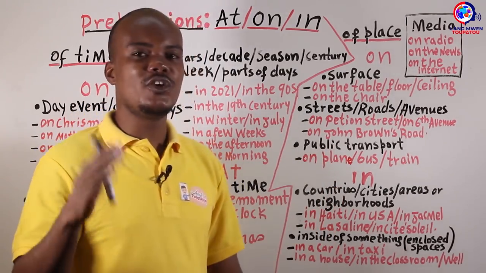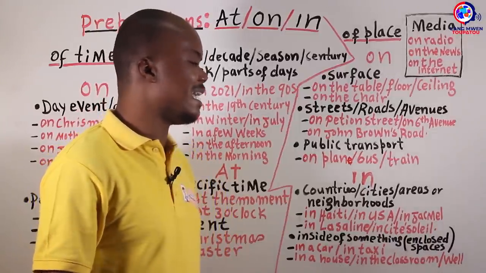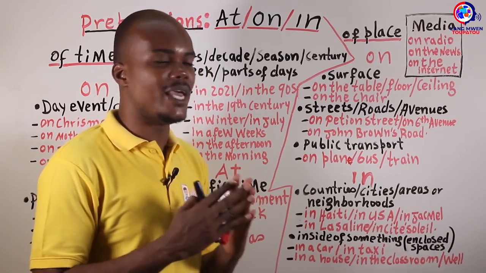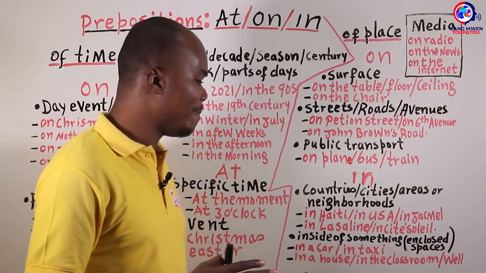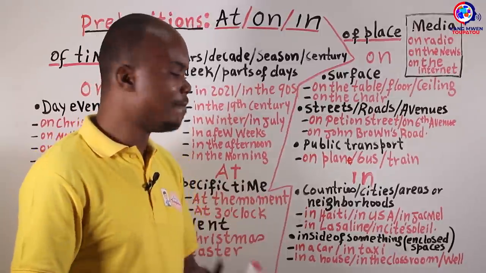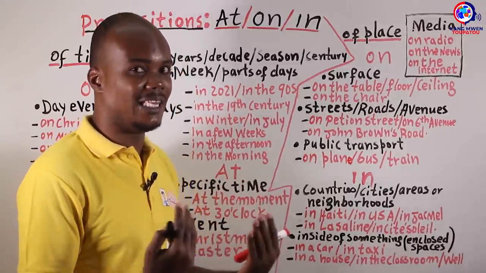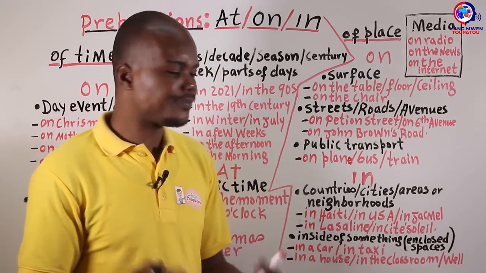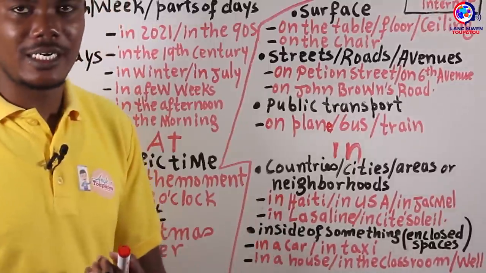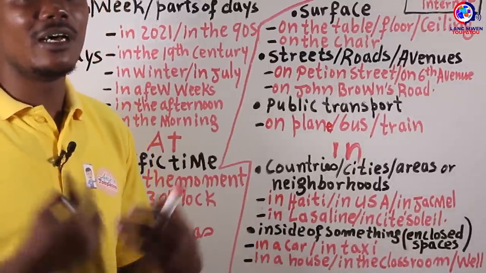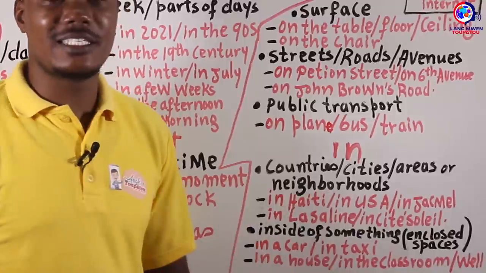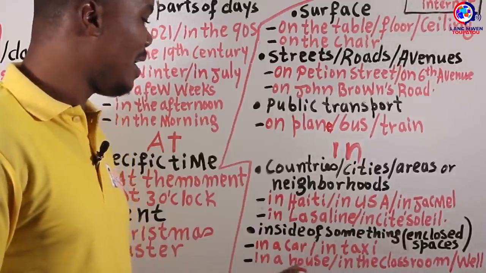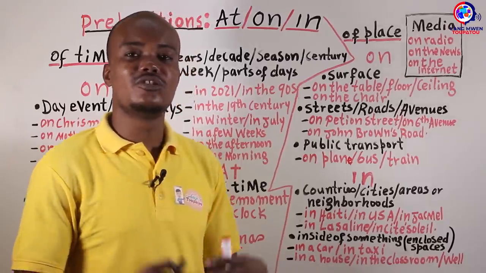And after, you can use preposition in when talking about inside of something. Inside of something, or I can say enclosed spaces. For example, si m'a parlé de à l'intérieur d'un bagay, donc moi capable d'utiliser préposition in. Nous comme ça parce que l'on parle de préposition in, li fait allusion avec intérieur. So I can say in car, na machine. I can say in taxi, na taxi. I can say in house, okay? In house or in a house, dans une maison.